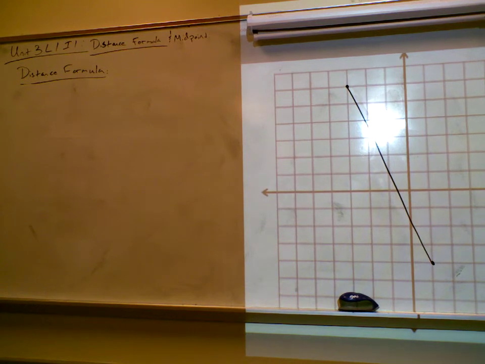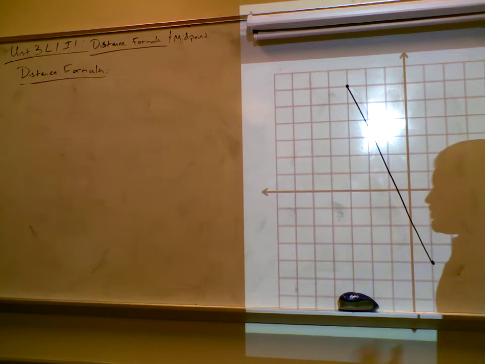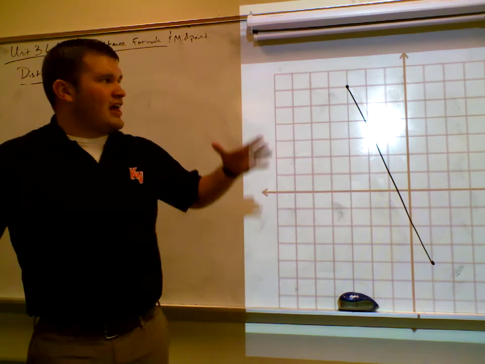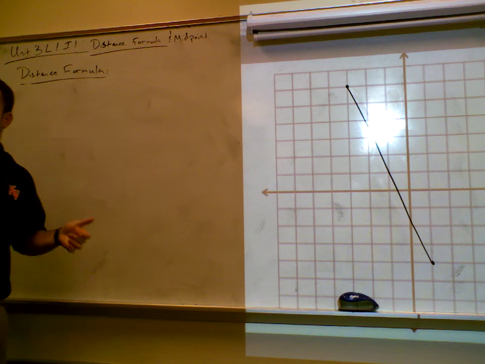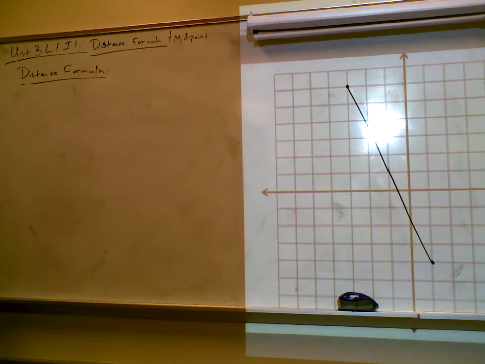What about kites? Adjacent sides are equal, right? So the two on the top are the same, the two on the bottom are the same, but they might be all different lengths. So being able to figure out the length or the distance between two points, you think that's going to be a valuable tool or not?